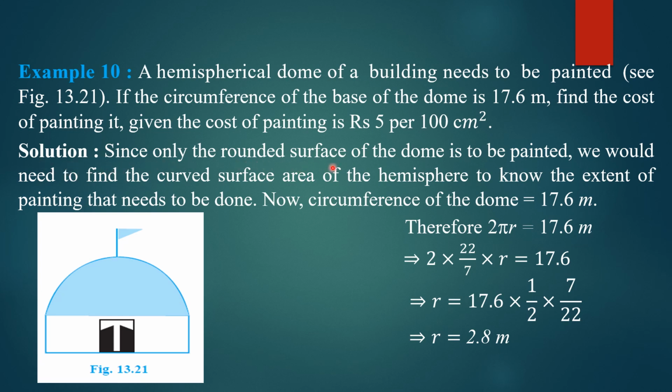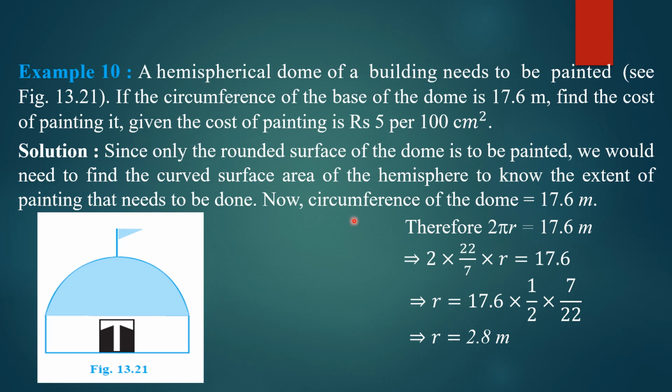Since only the rounded surface of the dome is to be painted, we would need to find the curved surface area of the hemisphere. So now, my children, this point is not given. So now, my children, we have to observe the question. We have to understand the question well. Now, the question is related to find the curved surface area of a hemisphere, to know the extent of painting that needs to be done. Okay, my children, understood this point?